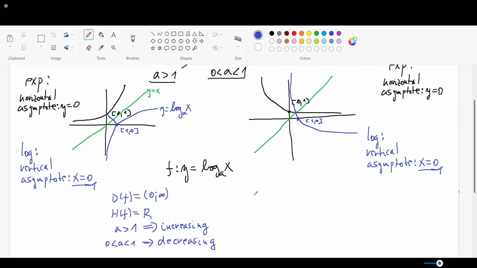And what else? The function has no mean, no minimum, no maximum. So we can say no extremas. In general, it's unbounded. It is a one-to-one function. But it's not odd, and it's not even, and of course it's not periodic.